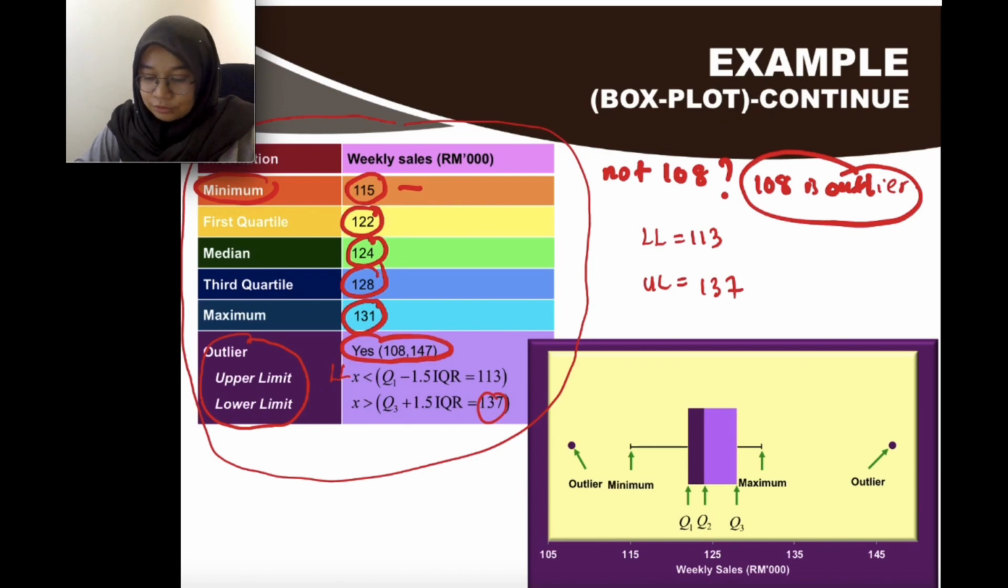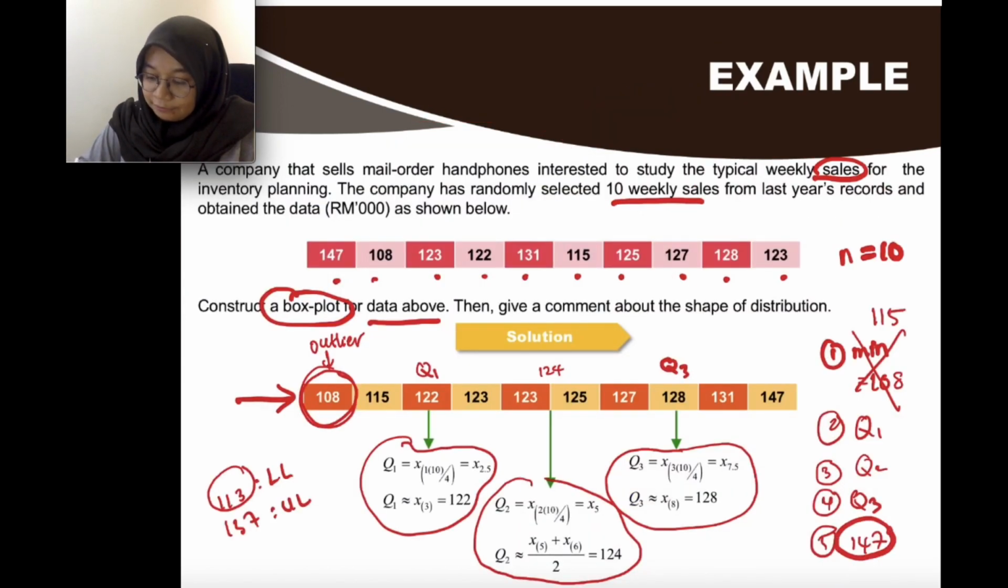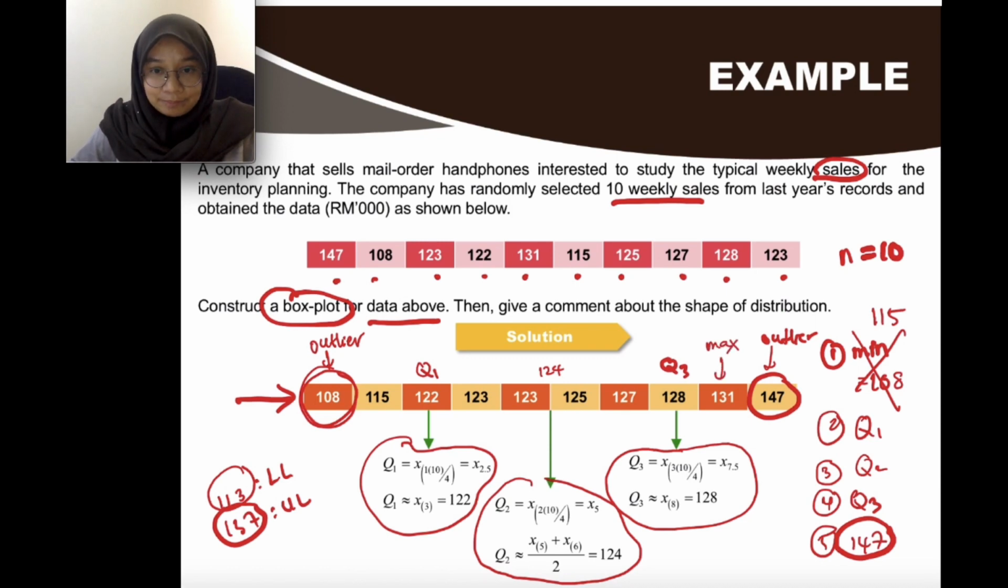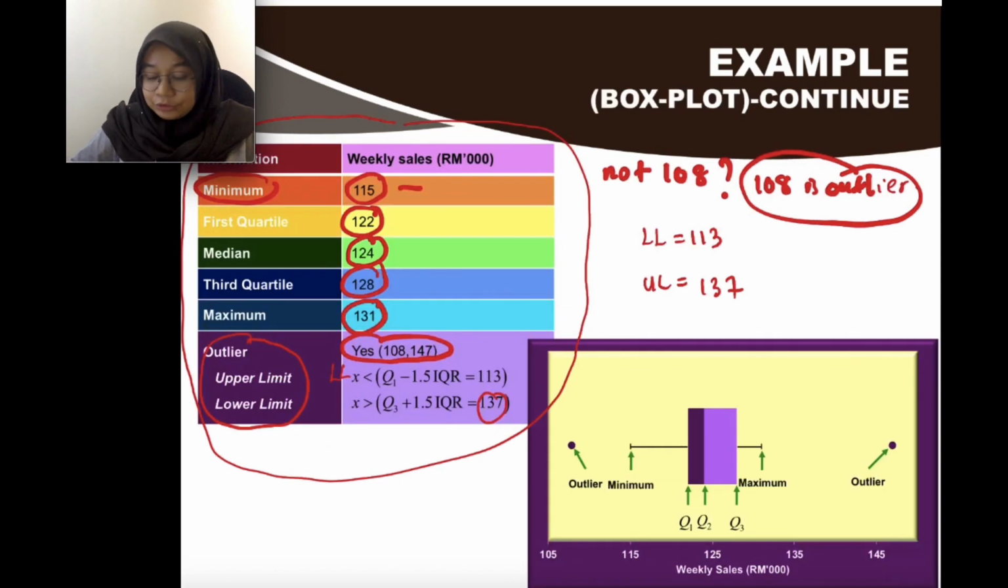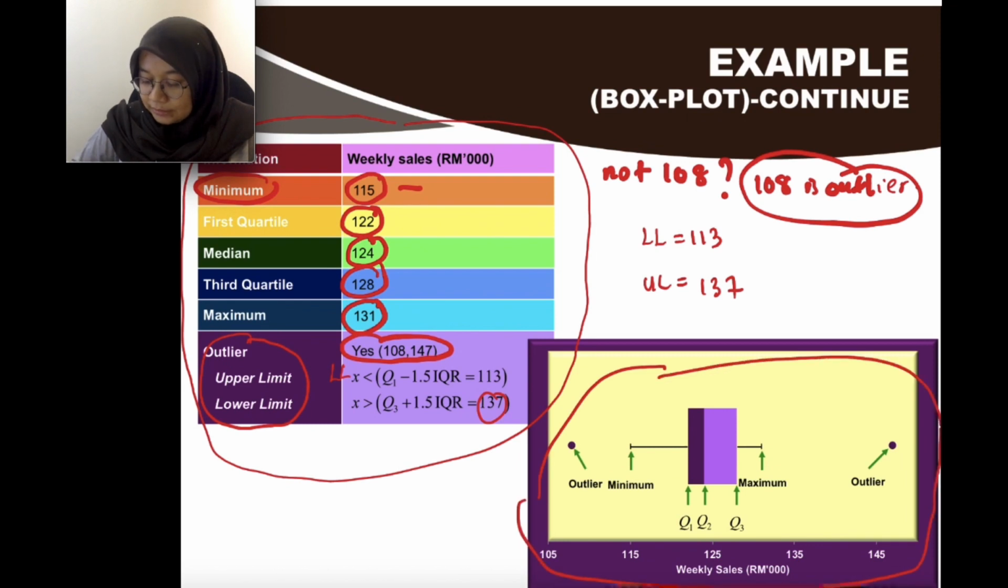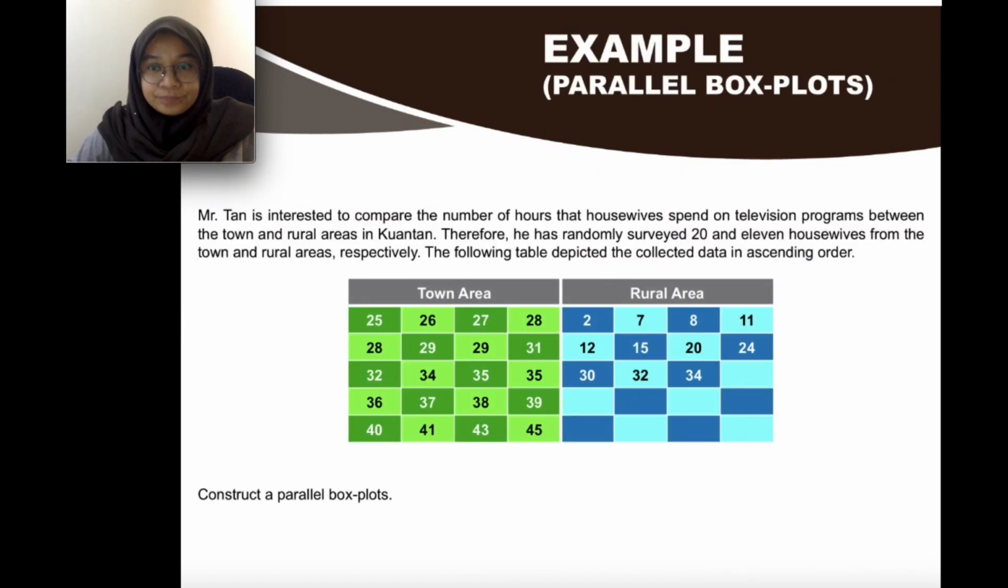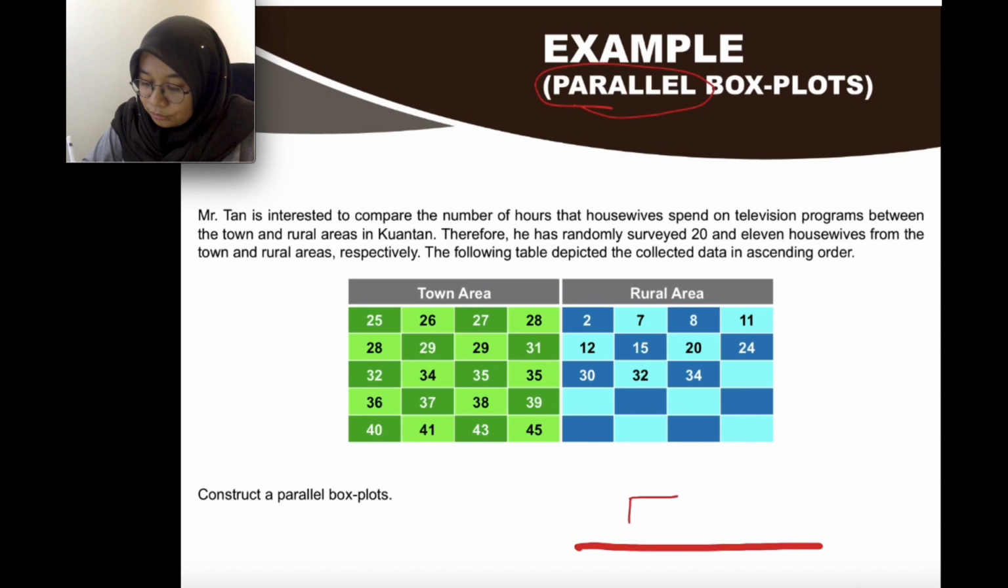So that's why here the minimum is 115, because 108 is an outlier. The same goes to your 147. 147 here is an outlier. Why? Because 147 is greater than your upper limit. So this one will be your new maximum. Okay, so how to draw? So your box plot will look like this. This one. You have the scale here and then you have the box. Okay, this one is another example. Parallel box plot. What does it mean by parallel box plot? Parallel box plot means that in one scale you will have two box plots.